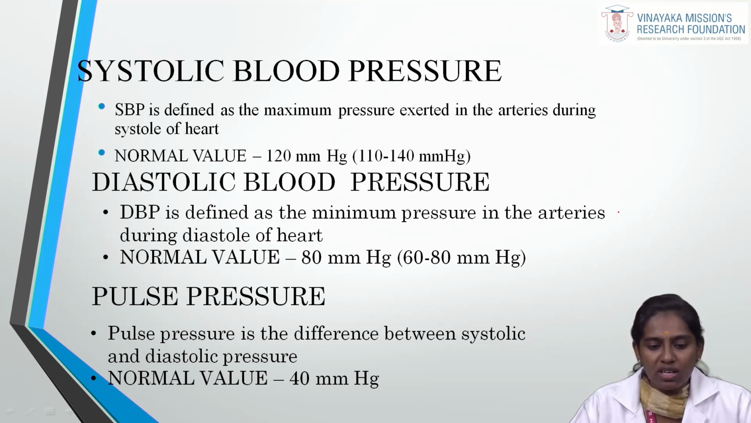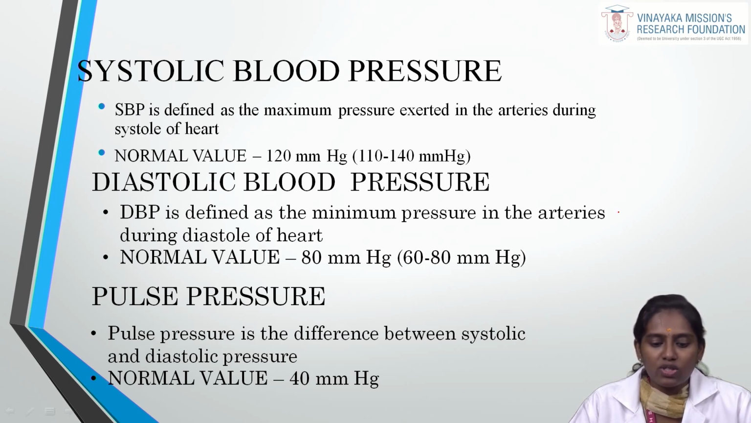Then coming on to the systolic blood pressure. Systolic blood pressure is defined as the maximum pressure exerted in the arteries during the systole of the heart. Systole means contraction. The pressure exerted in the arteries during the contraction of the heart is defined as the systolic blood pressure. The normal systolic value is 120 mmHg.